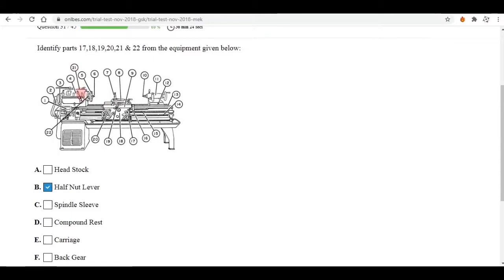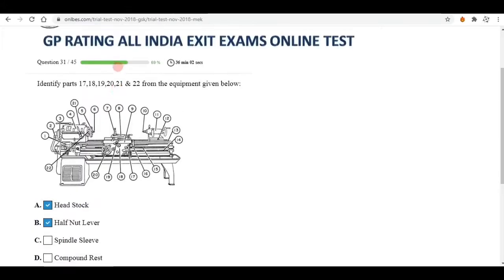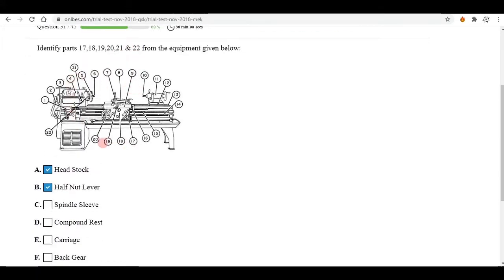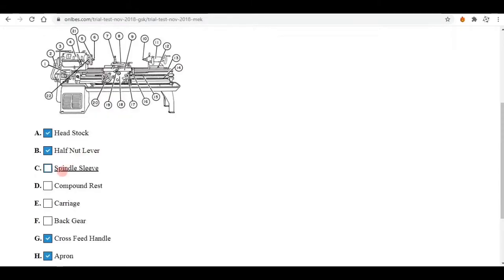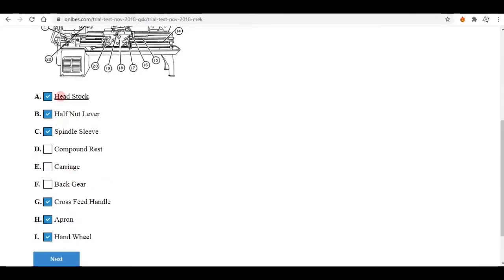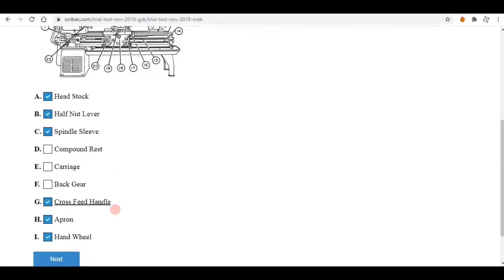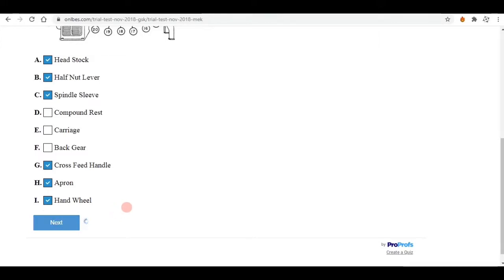21 is the headstock. Then 22, where is 22? I can't see 22. This one, it's the spindle sleeve. This is the spindle sleeve. So I guess it will cost, I don't know, 6 marks or how much, but we'll see. Then click on next.